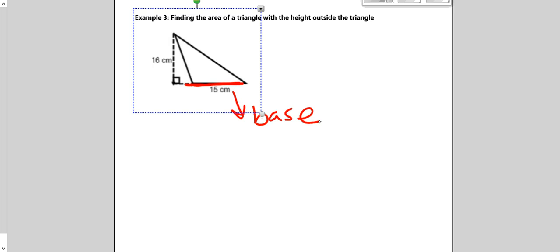And then notice we extended the base so that we could make our height. And our height is now perpendicular to the base. So just this red part, that's the base. And then this is the height. So 16 is the height.